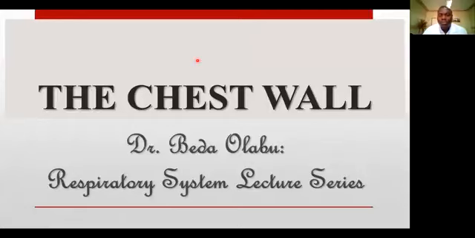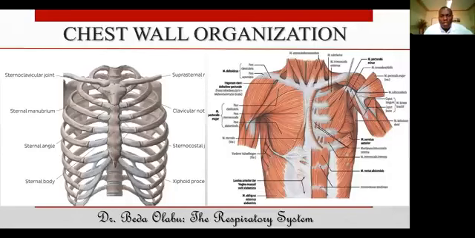So we can begin. We will continue from where we left in the morning. In this section, we are going to start from the chest wall. We're also going to look at the mechanisms of ventilation, mechanisms of gas transport, as well as congenital malformations of the respiratory system. Let's begin with organization of the chest wall.